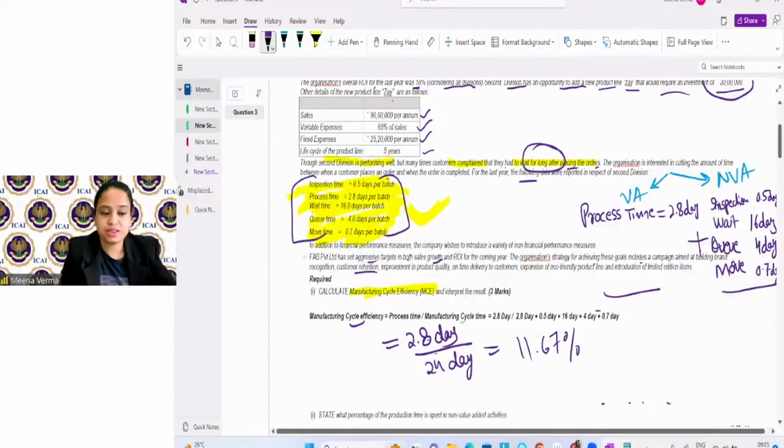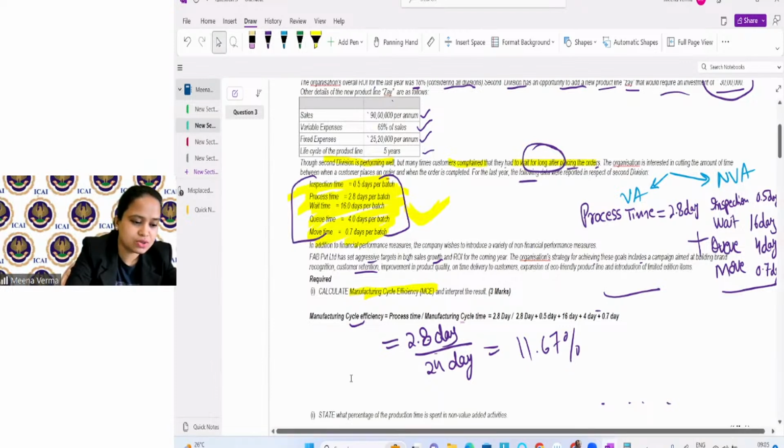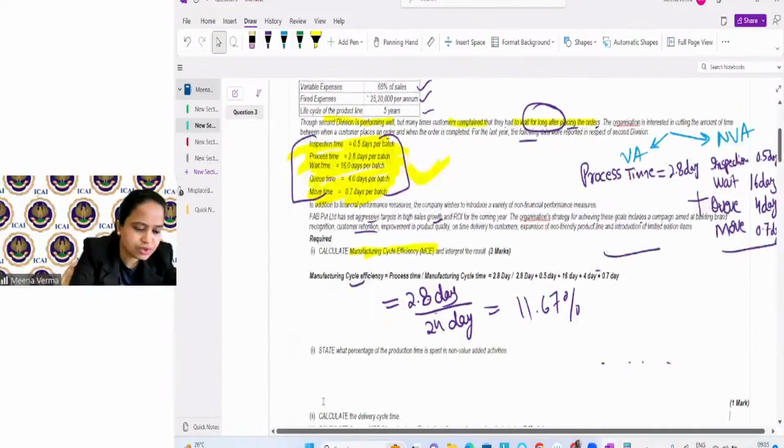इसका मतलब this is right. Customer को ठीक से service नहीं मिल रही है, right? Because most of the time we are wasting somewhere, है ना? Process time is only 2.8 days. So it's not good, right? Manufacturing cycle efficiency is very less. Okay. Let's see the next portion of the question.